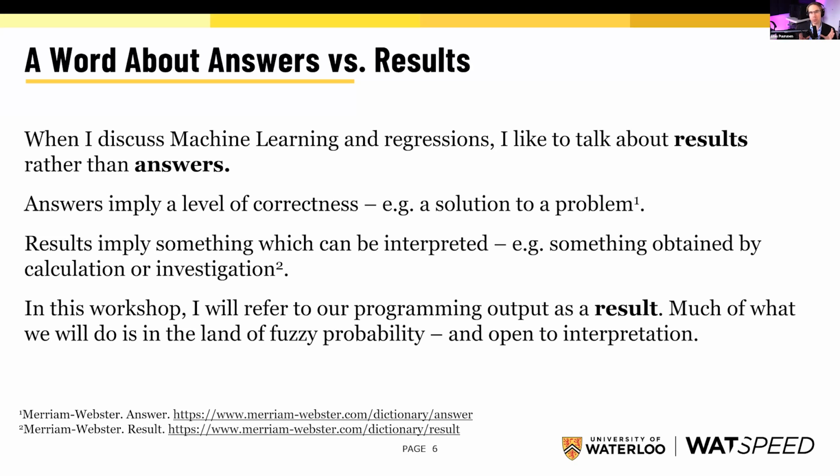So when I refer to the output from our algorithms, I'm going to be talking in terms of results, because a lot of what we do in regression analysis, in logistic regression, in machine learning in general, we're in the land of fuzzy probability, and a lot of this is open to interpretation. So I'll be talking about results. I prefer not to talk about answers. After all, I am a consultant, and I love giving the consultant's favorite answer, which is it depends, because it always depends on your sample size, on your demographics, everything. But I believe folks here have some familiarity with statistics, so I don't need to harp on about that.